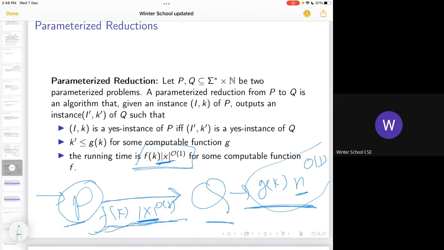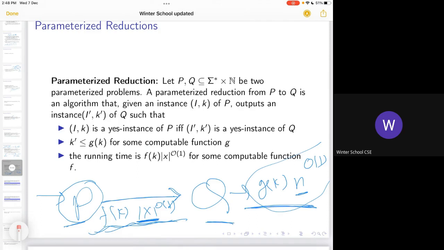So this is the parameterized reduction that we will be using, the definition. First, we want equivalence: if you start with a hard problem and reduce to another problem, both instances should be equivalent. (I, k) is a yes instance of P if and only if (I', k') is a yes instance of Q. And the parameter of your problem Q should be some function of the parameter of the problem P.